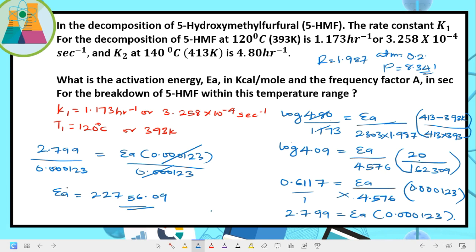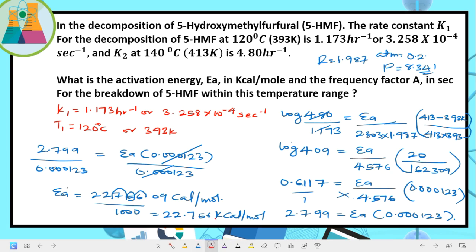22756.09. Your answer was supposed to be in kilocalories per mole. Now this is in calorie per mole. How do you convert from calorie per mole to kilocalories? Calories, it means you should divide by what? 1000. So divide it by 1000. What will be your answer? Take this one here, 1, 2, and then what? 3. Isn't it? Which will give us 22.756 kilocalorie per mole.